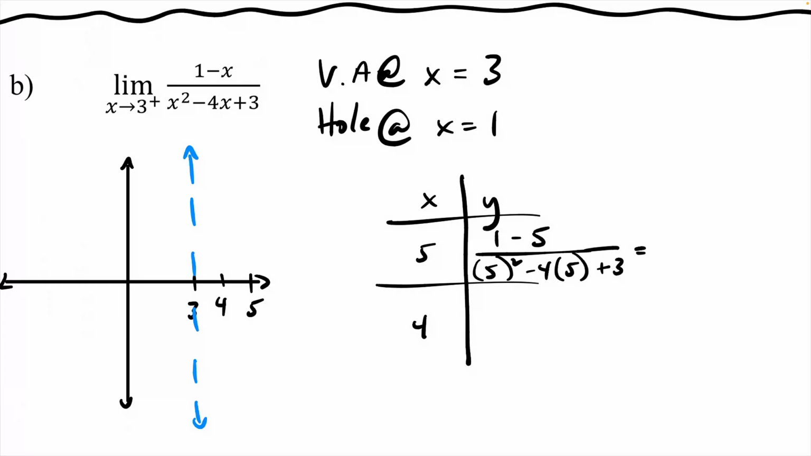Okay, so do a little mental math. 1 minus 5 is negative 4. 5 squared is 25, minus 4 times 5 is 20, so that's 5, plus 3 is 8. So negative 4/8, which is negative 1/2. So 4 will tell us which way it goes. So is it going up or is it going to go down? So let's plug in 4 now.